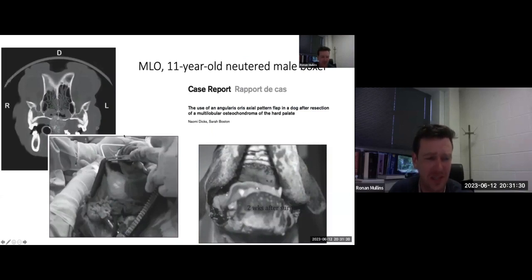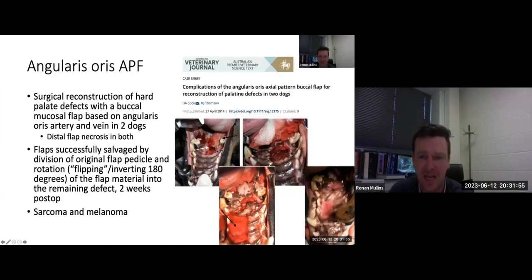There are lots of reports in the literature of use of the angularis oris and the facial for closure of palatal defects, hard palate defects. This is one from Sarah Boston. So multilobular osteochondroma, where they created the mucosal angularis oris axial pattern flap, rotated it here, as you can see, up into the palate. And this is 2 weeks after surgery with complete flap survival.